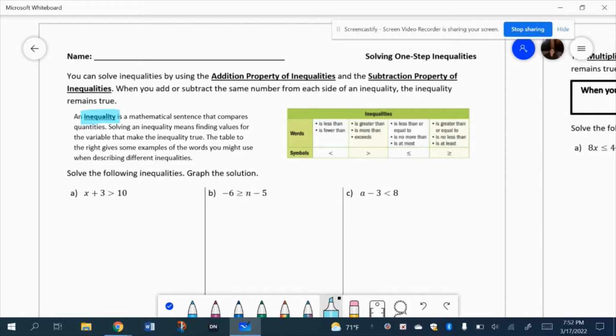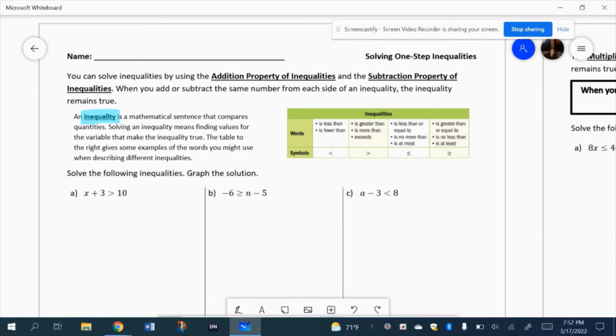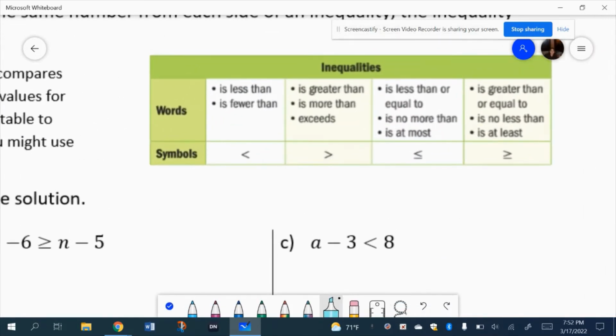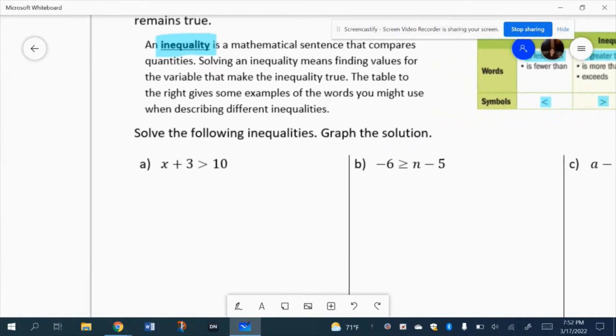The table to the right gives some examples of the words you might use when describing different inequalities. So you can pause and take a look at those words. The ones that I want to focus on are less than, which is this symbol, greater than, less than or equal to, and greater than or equal to. And those are what the symbols look like. We're going to solve one-step inequalities the same way we would solve one-step equations.